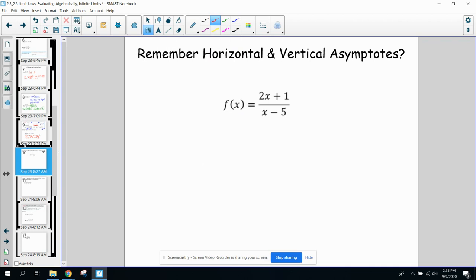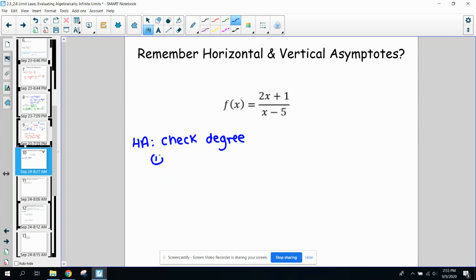So let's rewind for a minute and think about horizontal and vertical asymptotes. This is something that you should have done in Algebra 2 and in pre-calculus. Before we look at this exact problem, let's remember what they are. For the horizontal asymptote, you want to make sure that you're checking your degree. So I'm just going to write check degree. And remember that your degree is the highest exponent.